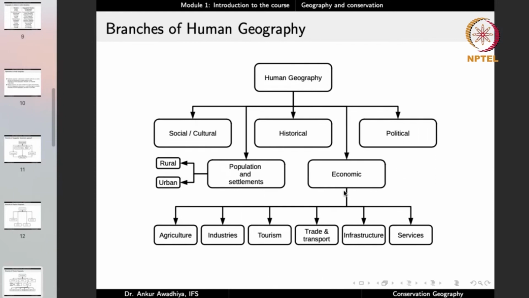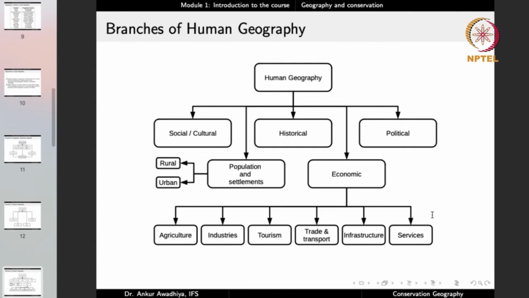In human geography, we have the subdisciplines of social and cultural geography. We have the subdiscipline of population and settlements, where we can look at rural settlements and urban settlements. We ask things about historical geography. So that is also a subpart of human geography. We have political geography. We have economic geography. And in the case of economic geography, we have several sub-subdisciplines like agricultural geography, geography of industries, geography of tourism, geography of trade and transportation, geography of infrastructures, geography of services.